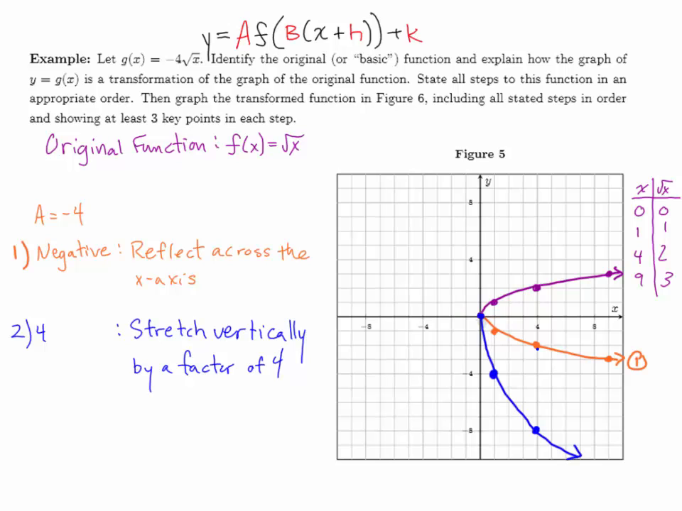All right, and that is the second one, and so that's my complete function transformation. So what I have there in blue is then the graph of y equals negative 4 times the square root of x.